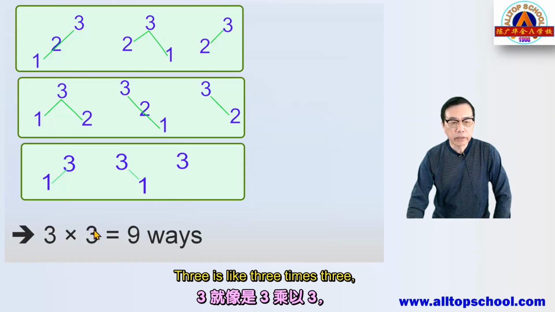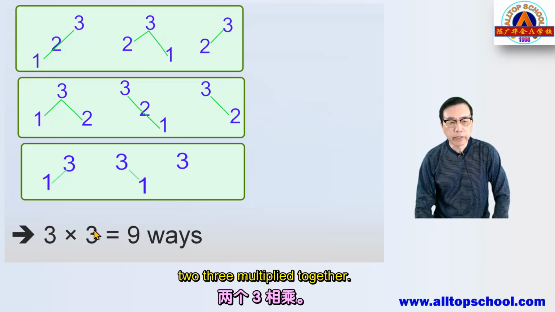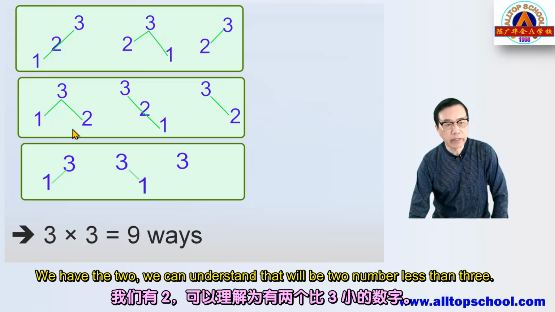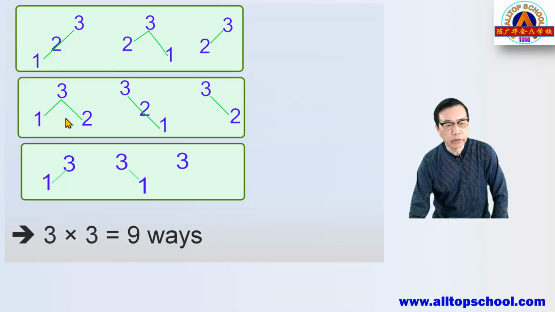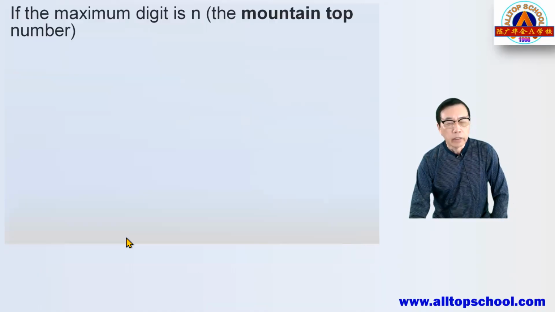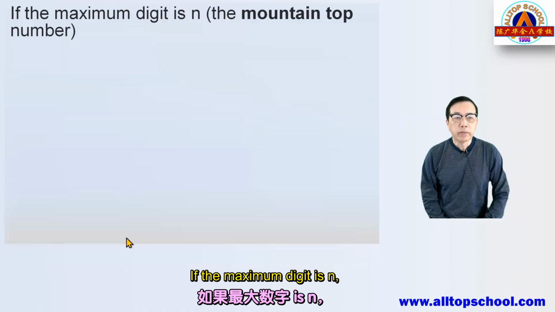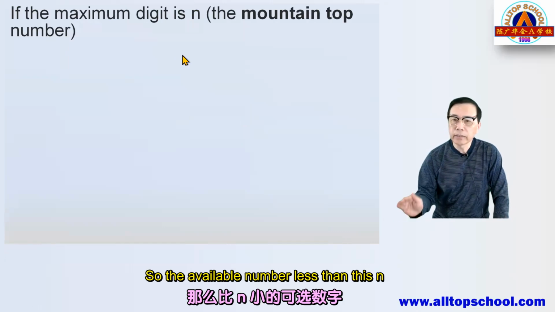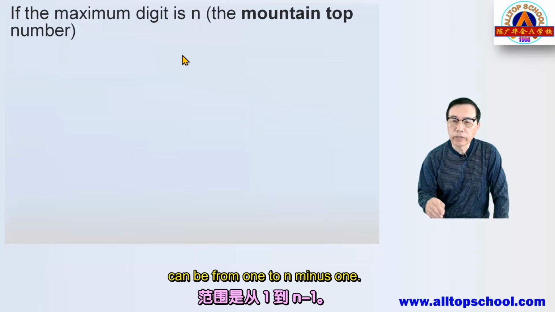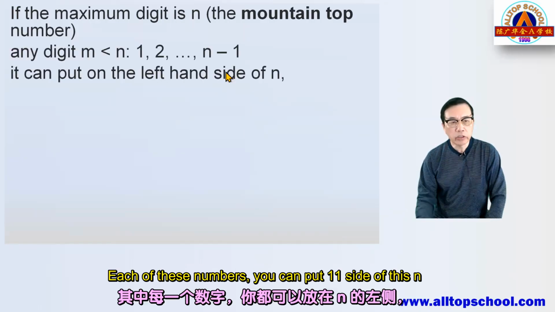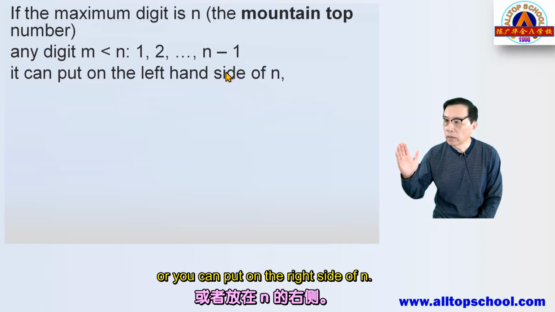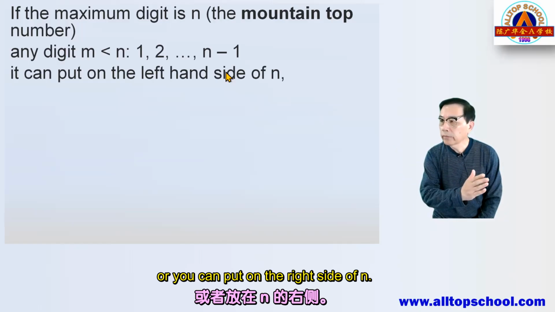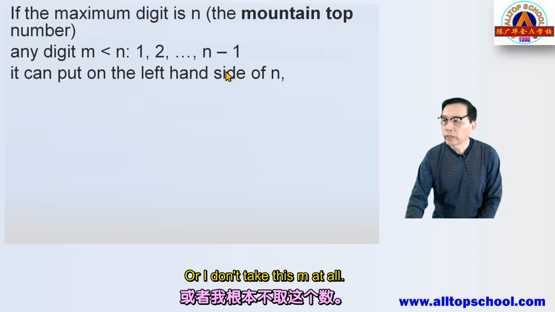3 is like 3 times 3, 2 threes multiplied together, where the 2 we can understand will be 2 numbers less than 3. So 3 times 3. Let's see the general case. If the maximum digit is n, that means the mountaintop number is n. So the available numbers less than this n can be from 1 to n minus 1. Each of these numbers you can put on the left-hand side of this n, or you can put on the right side of n. Or I don't take this number at all.